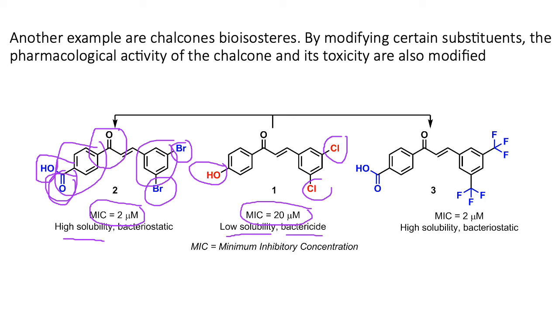In our third example here, this one has a similar structure to the first one. It's got the OH group and this double bonded oxygen, but instead over here on this aromatic ketone, it has 3 fluorines, and over here as well 3 fluorines. And again, it still keeps its minimum inhibitory concentration of 2 micromolar. It also has high solubility, and it's also bacteriostatic.